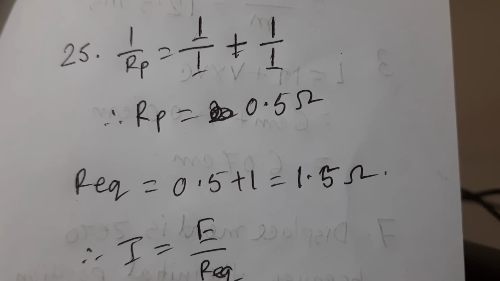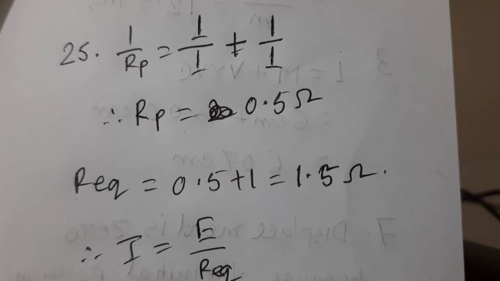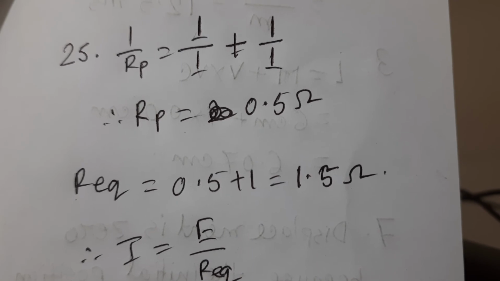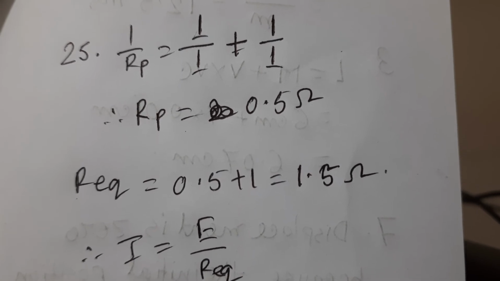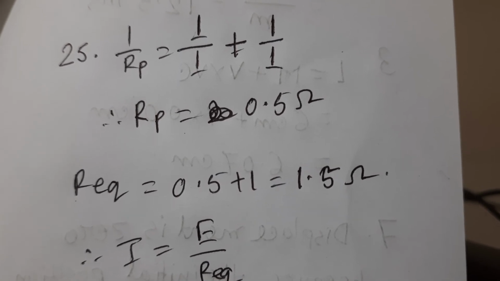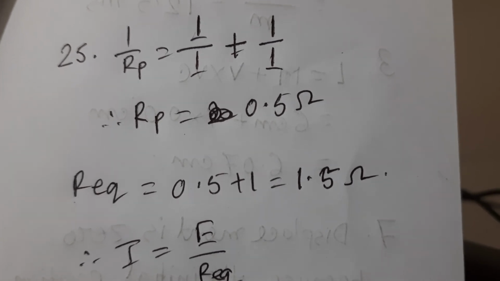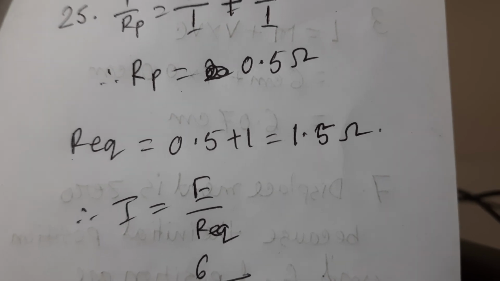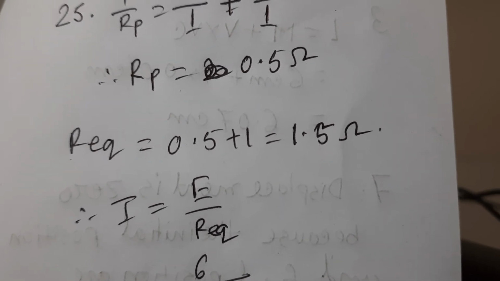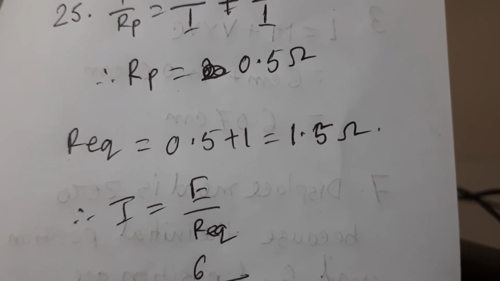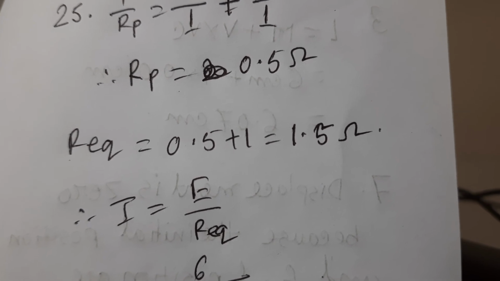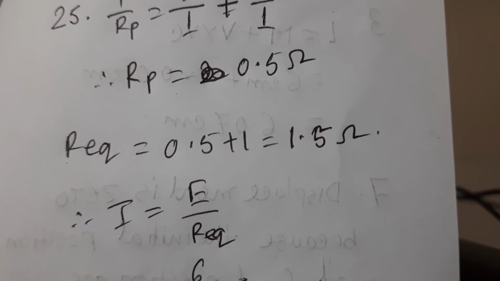So the first equivalent: 1 by Rp equal to 1 by 1 plus 1 by 1. So calculating, we get Rp equal to 0.5 ohm. Okay. And the last resistance is in series. So the R equivalent equal to 0.5 plus 1 equal to 1.5 ohm.